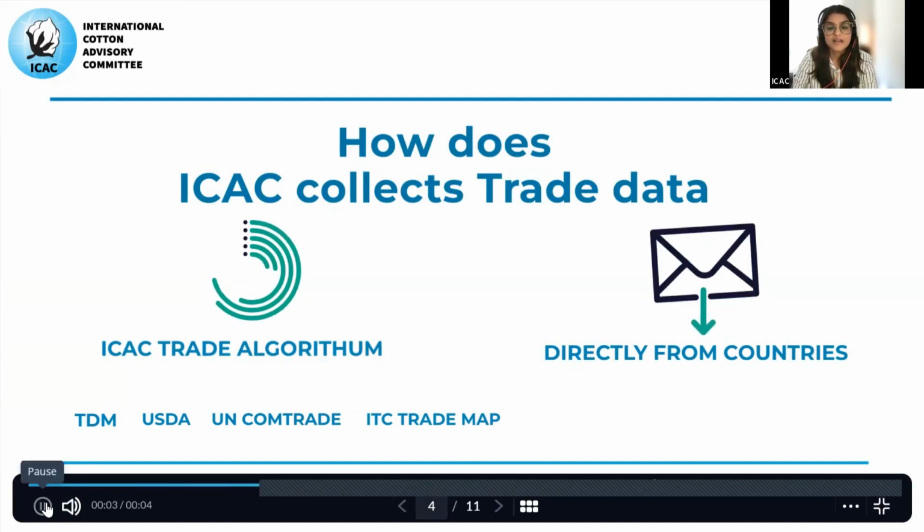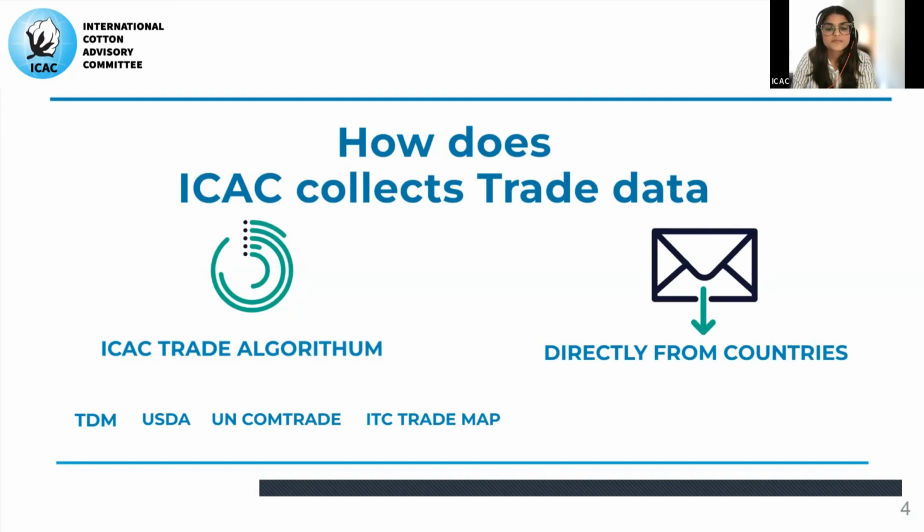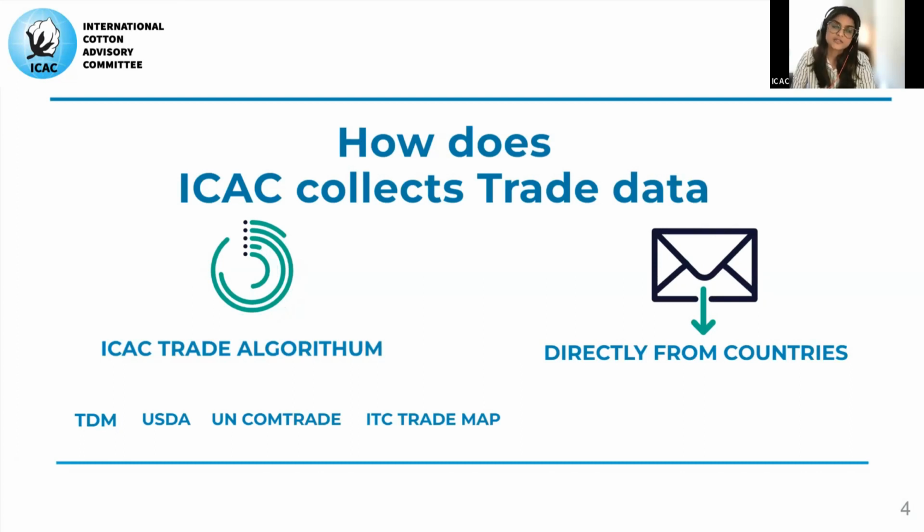For example, when reporting exports by a country, the system evaluates Trade Data Monitor based exports, Trade Data Monitor based mirror data, and exports reported by international sources like USDA, UN Comtrade, ITC Trade Map, amongst others. The algorithm is designed in a way that it picks up the highest figure among all these reported figures while also including all partner countries and eliminating any double counting. This ensures that the data collected is accurate and reliable and provides a comprehensive view of the global cotton market.